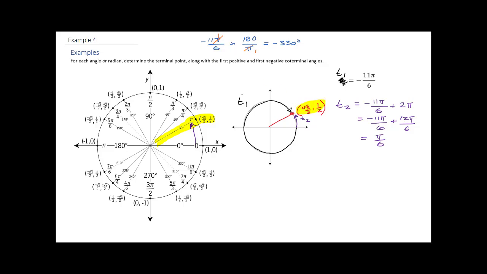All right, and let's find one more negative. We got one negative, we got one positive. Let's find one more negative. Again, it's really easy. All we got to do is subtract 2 pi from that. All right, so to do that, we need a common denominator of 6. So we got negative 12 over 6.